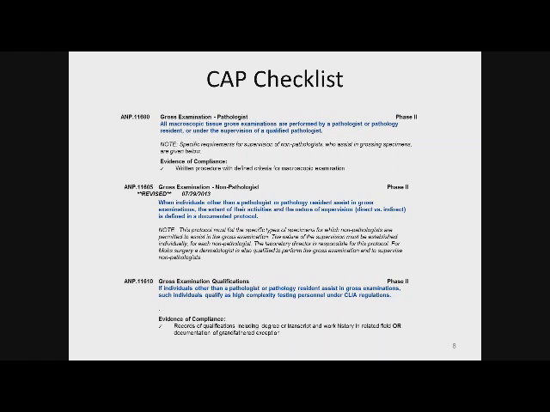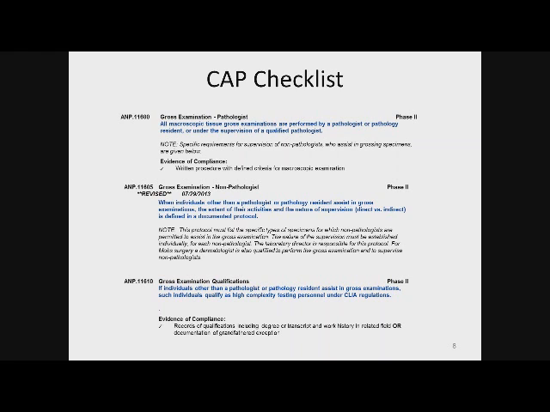Now 11605, which was recently revised, deals more pertinently with people who are not pathologists grossing in. It specifically states that when individuals other than a pathologist or pathology resident assist in gross examinations, the extent of their activities and the nature of the supervision is defined in a documented protocol. So again, it comes back to making sure that these protocols are in place, and a different protocol for every type of specimen that could be encountered in the gross room.